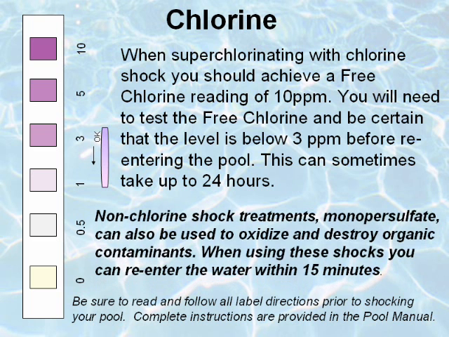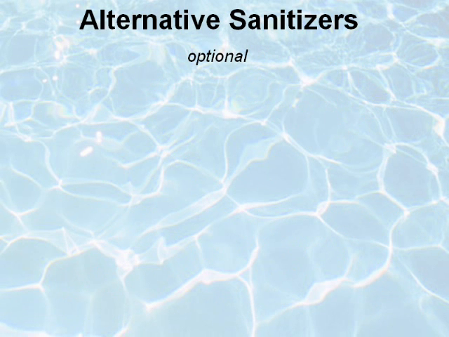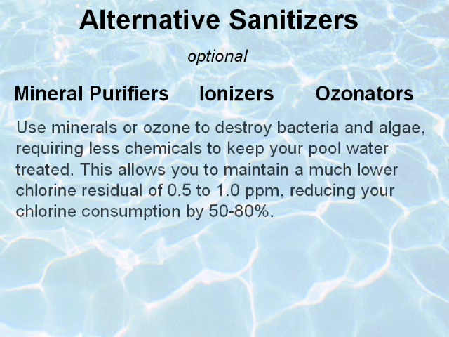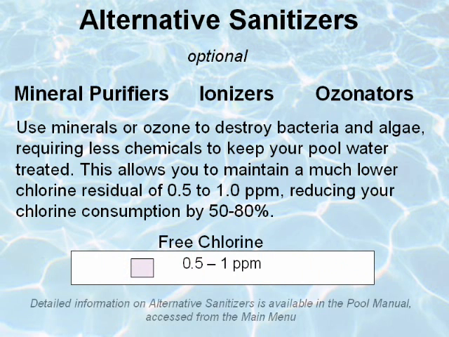Non-chlorine shock treatments, or monopersulfates, can also be used to oxidize and destroy organic contaminants. When using these shocks, you can re-enter the water within 15 minutes. Alternative sanitizers are an option that can be used to supplement your chlorine program. Mineral purifiers, ionizers, and ozonators all use minerals or ozone to destroy bacteria and algae, requiring fewer chemicals to keep your pool water treated. This allows you to maintain a much lower chlorine residual of 0.5 to 1 part per million, reducing your chlorine consumption by 50 to 80%.